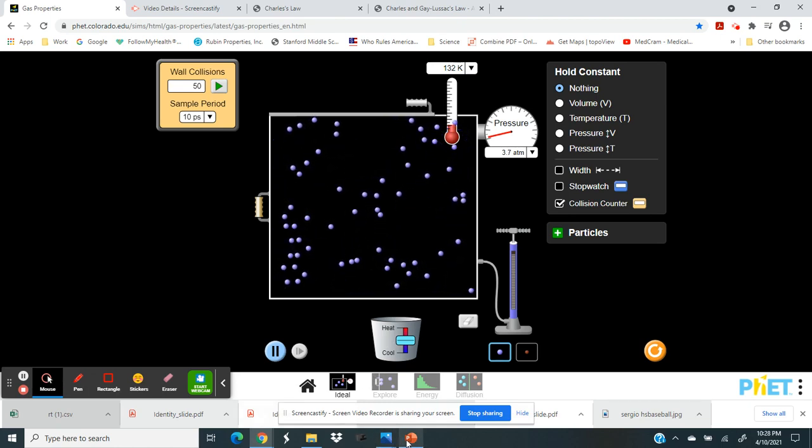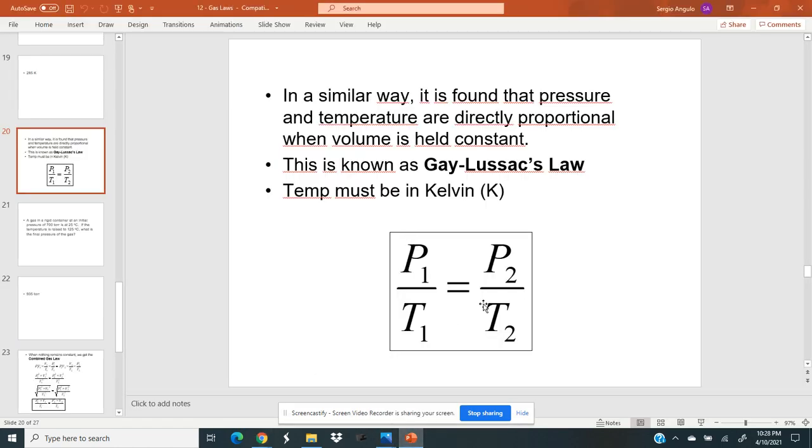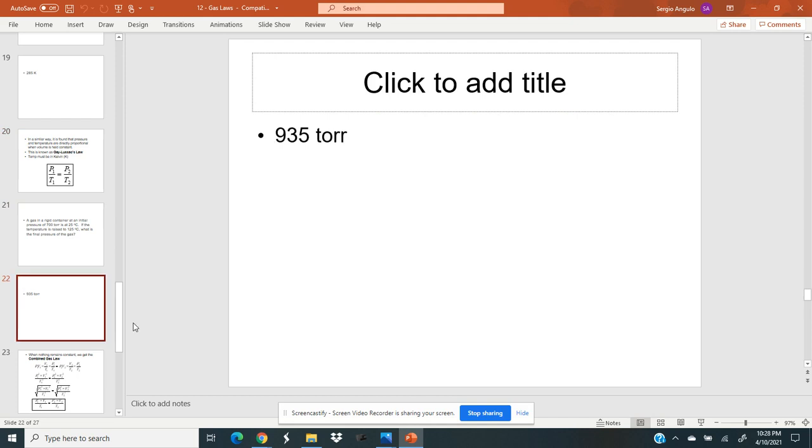Okay, so we will be coming back to this and using what we call Gay-Lussac's law for when we have temperature and pressure changes. And there will be sample problems in a little bit.